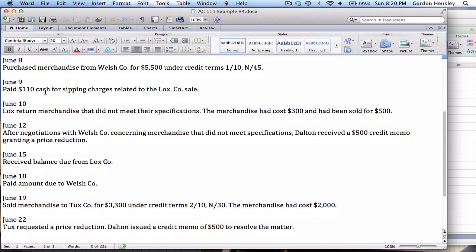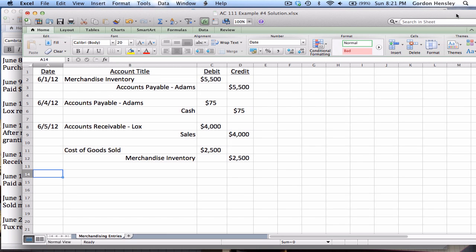Now the next transaction is on June the 8th. This is yet another transaction very similar to one that we had earlier. It's another purchase. It's $5,500, but it's a different company that we're buying from. It's the Welsh company, and the credit terms are different. It's 1/10, n/45. So this is occurring on June 8th. $5,500 is the amount.